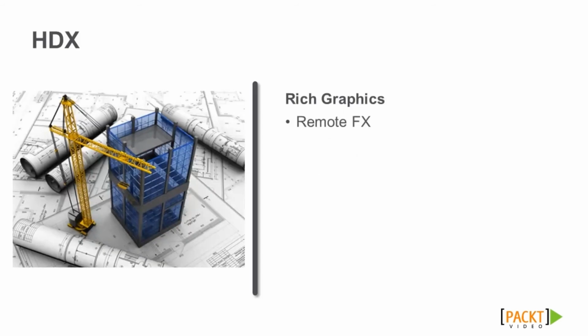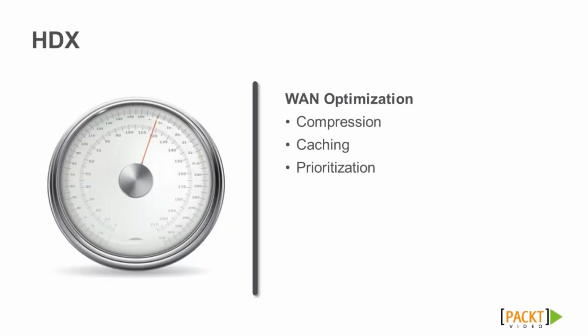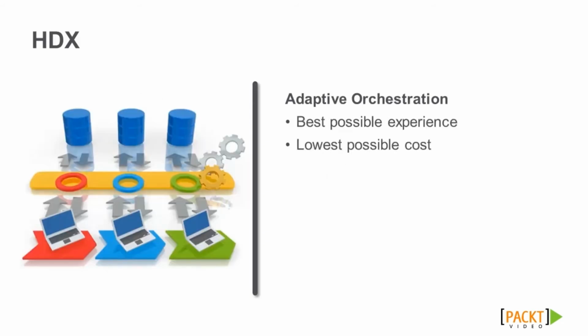HDX Rich Graphics enables you to optimize the performance of graphics-intensive 2D and 3D media-rich applications. HDX WAN optimizes performance and network utilization across a WAN by compressing, caching, and prioritizing traffic. When it comes to user experience, there are several factors to balance: performance, security, endpoint flexibility, network conditions, and infrastructure cost. HDX Adaptive Orchestration is designed to help you dynamically balance these factors based on device, network, user, or application to make the best use of existing infrastructure and computing power.